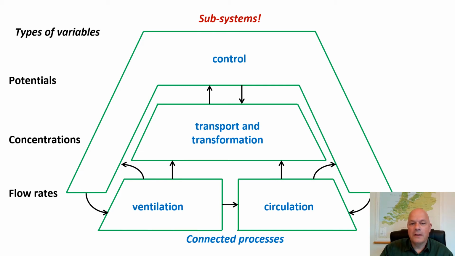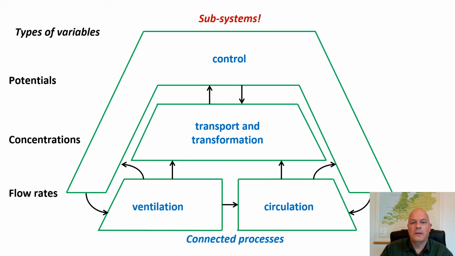So these are clearly often measurable variables that go in between. And I think I mentioned high CO2 is something that comes from the transport and transformation system and then goes back to ventilation and stimulates ventilation. Now, we have subsystems, but this is not a traditional block diagram.